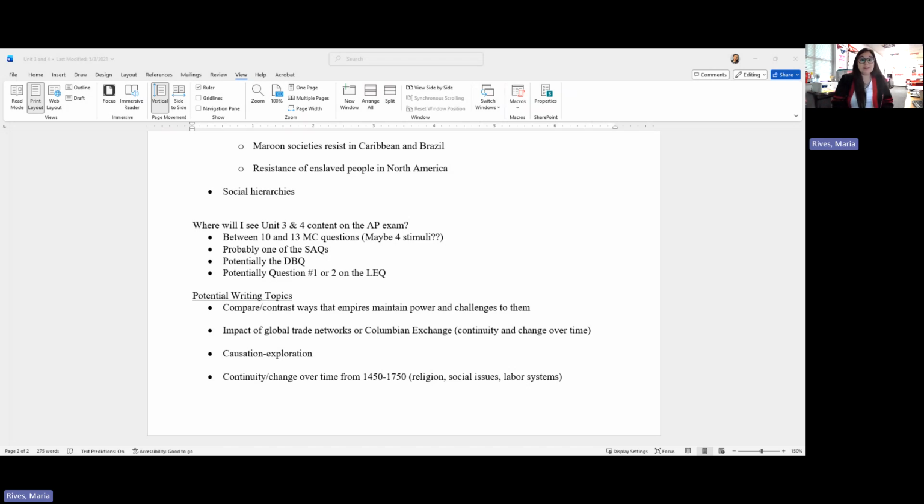And there's also new labor systems, the Mita system that the Spanish use and make coercive, the encomienda system, indentured labor, which is primarily used by the English settlers in North America. And there's one more. I'm missing one more. Chattel slavery. Chattel slavery is the new labor system that made slavery way more coercive than it had before, where humans are seen as property now. So again, those are potential LEQ topics or even SAQ topics.